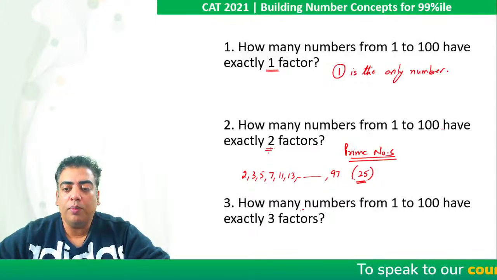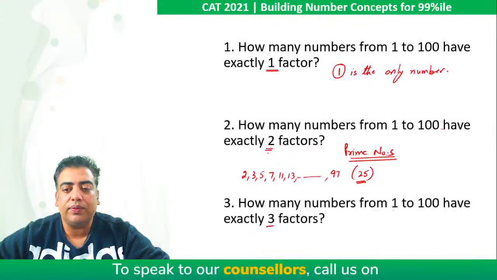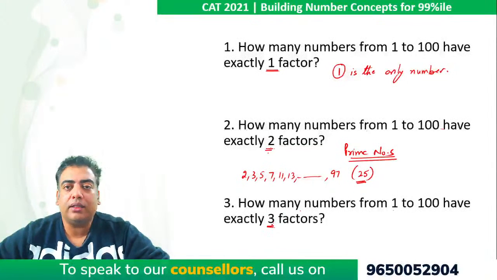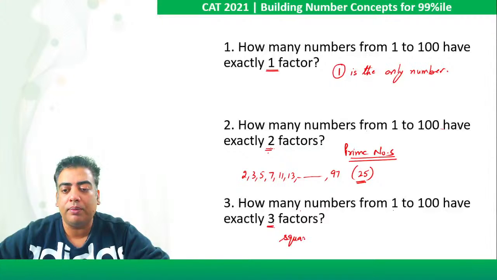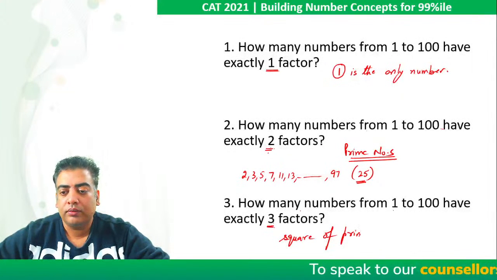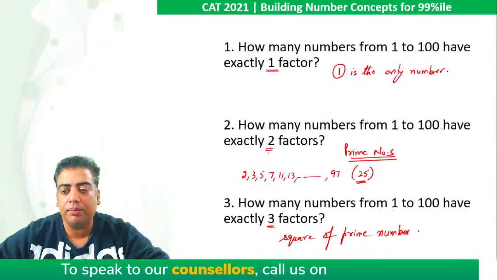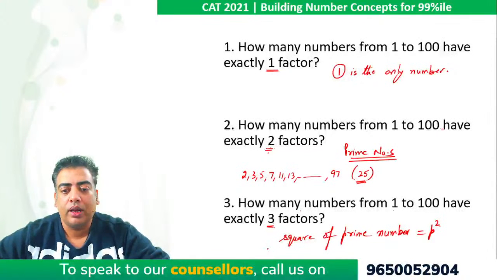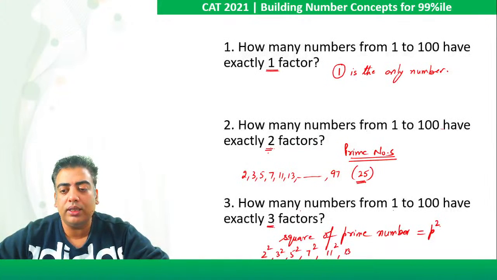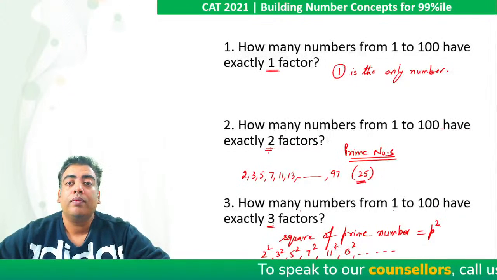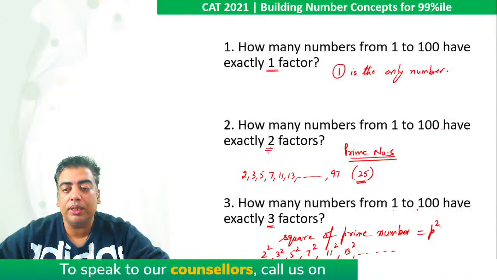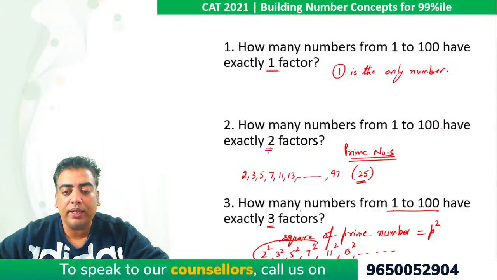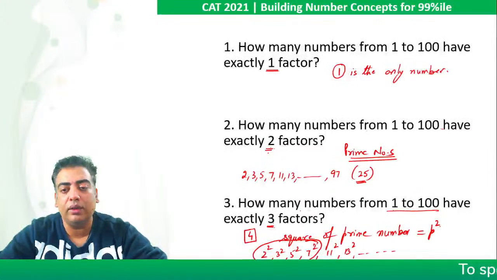Likewise, when we are asked how many numbers from 1 to 100 have exactly 3 factors? Now please keep in mind exactly 3 factors will be obtained whenever the given number is a square of a prime number. So if the given number is a square of a prime number, it should be of the form p square. So 2 square, 3 square, 5 square, 7 square, 11 square, 13 square, all these are the numbers which will give me exactly 3 factors. But we are required numbers up to 100 only, so my count will stop at 7 square. So these are the only 4 numbers from 1 to 100 which have exactly 3 factors.